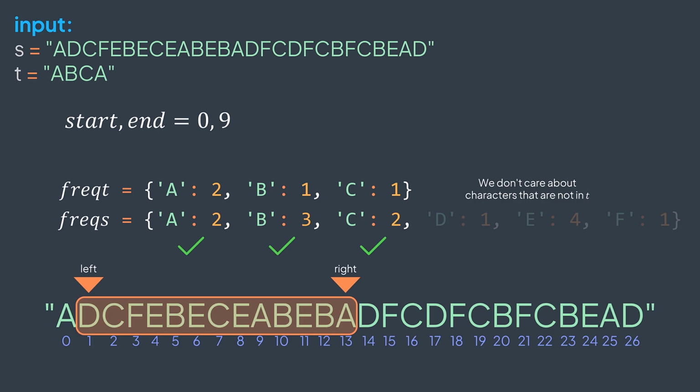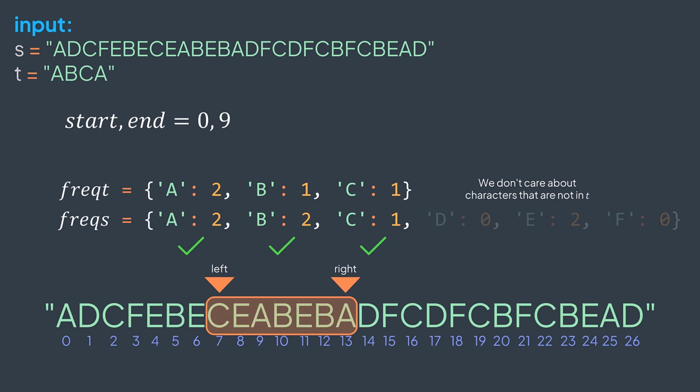Let's see if we can continue removing. D is not an important character, it's not in T, we remove it. C is in T, but we have more than enough. We have 2 C's while we need only 1. We remove and decrement its number of occurrences. F is not in T, we remove. E is not in T, we remove it. B is in excess, we remove it. E is not in T, we remove it. C is in T and it's not in excess, so we stop removing.